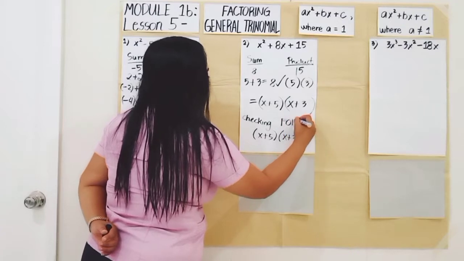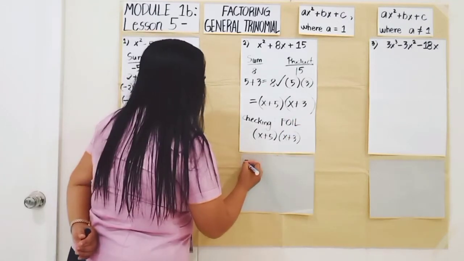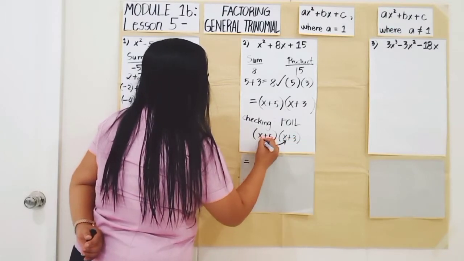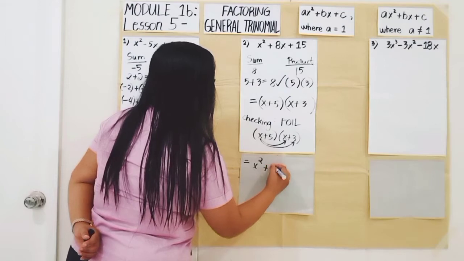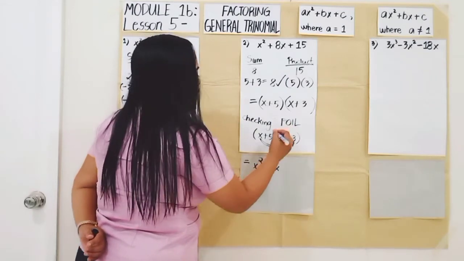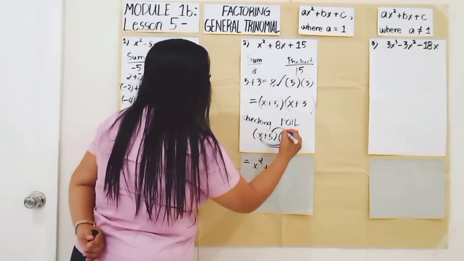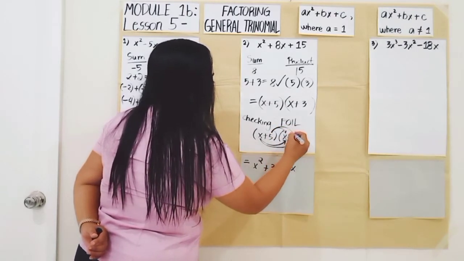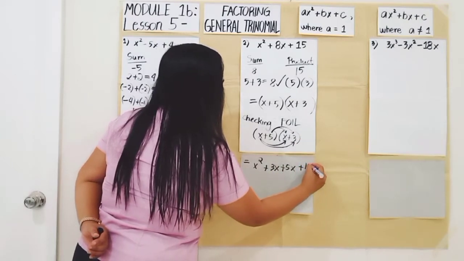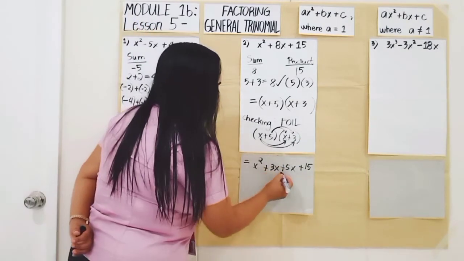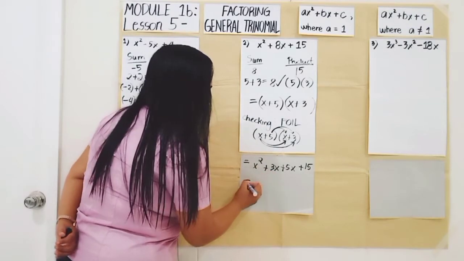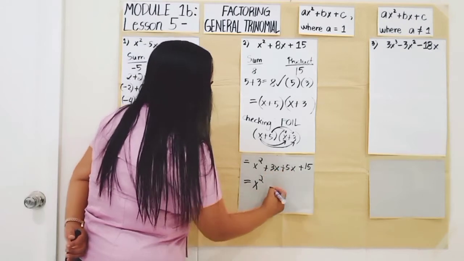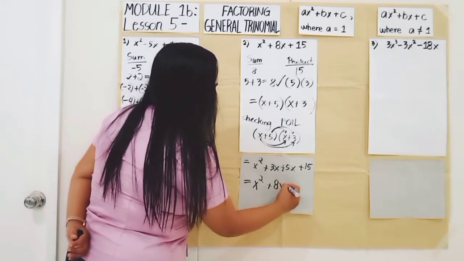Using the FOIL method, you multiply x times x, which is x squared. X times 3 is 3x. And then 5 times x is 5x. 5 times 3 is equal to 15. You add the similar terms. So bring down x squared, 3x plus 5x is equal to 8x.